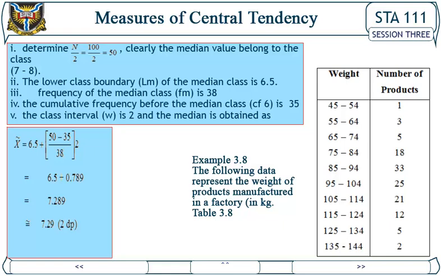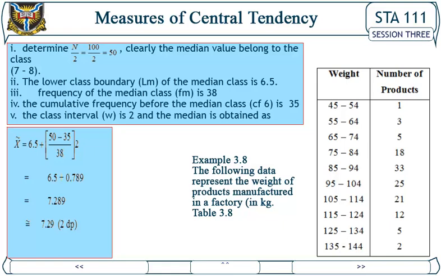2. The lower class boundary LM of the median class is 6.5. 3. The frequency of the median class FM is 38. 4. The cumulative frequency before the median class CFB is 35. 5. The class interval W is 2, and the median is obtained as approximately 7.29 to 2 decimal places.